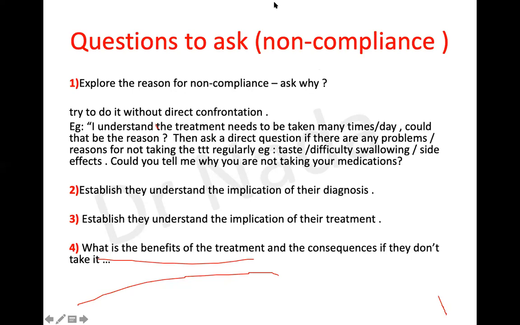Maybe the steroids are causing some weight gain or whatever. Okay, and then establish and understand the implication of their diagnosis. Do they understand what rheumatoid arthritis is? Okay, let them say what they know about it, and then you explain the diagnosis in brief. Remember, you don't have to do it in very much detail, because there is another task which you may get, which is to explain the diagnosis of rheumatoid arthritis and deal with any related problems.